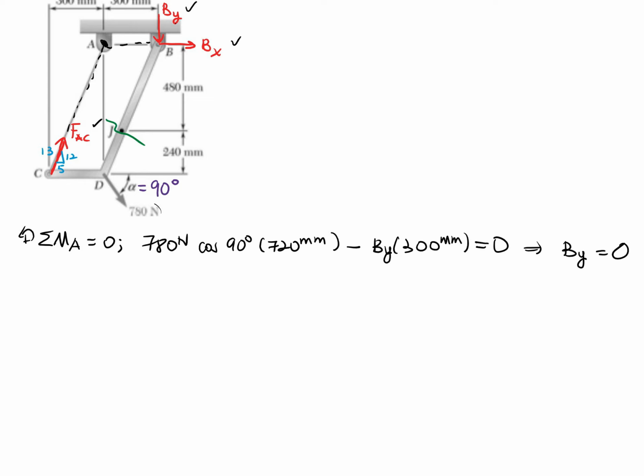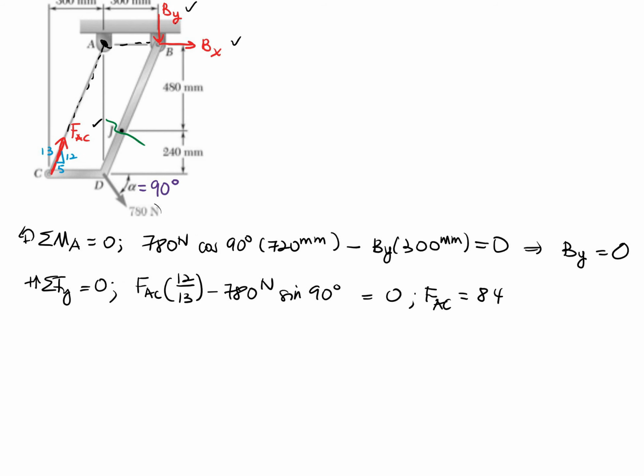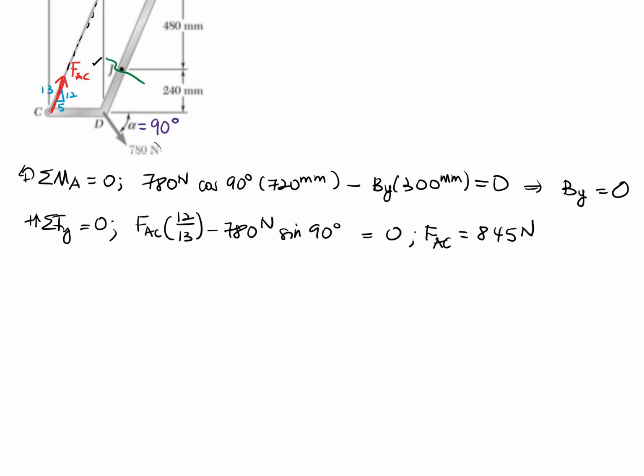All right. So the next step is to sum forces in the y direction. So in the y direction, we have FAC times 12 over 13 minus 780 newtons, which we have over here, times sine 90 degrees, and that's equal to 0. Okay. Since By is equal to 0, we're not even going to include that, and that's why we're just skipping over that. And that gives us FAC is equal to 845 newtons.